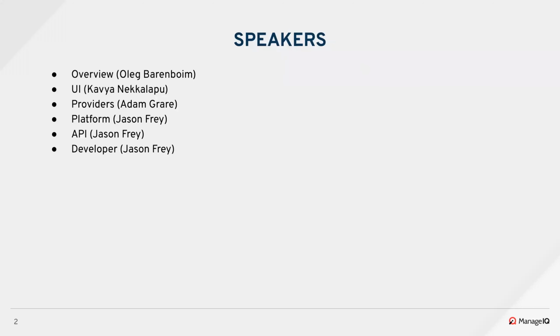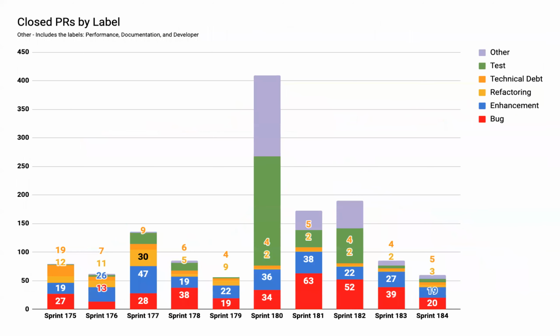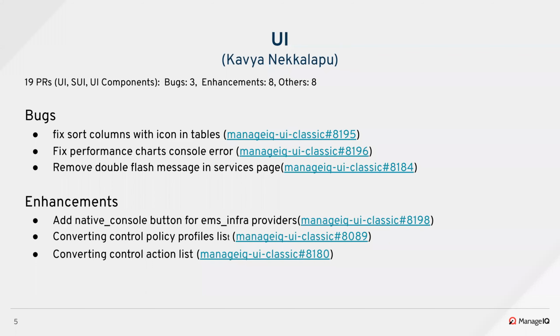So in this sprint, we had 79 pull requests opened, 73 merged. So it's a slight downtick, but still in line with previous sprints. The spread was 20 bugs and 19 enhancements, and the rest sprinkled around. And with that, I will turn it over to Kavya.